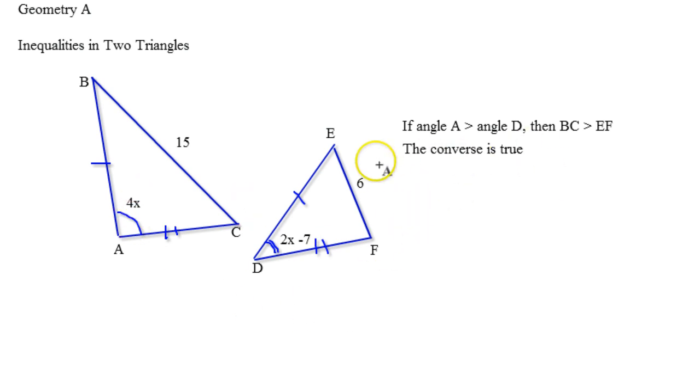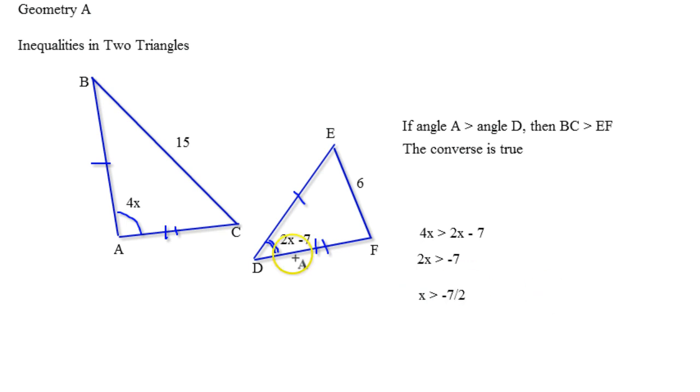Now, what we would do is we'd probably use the converse to set this up. So the converse is that we would say, okay, since this 15 is bigger than this 6, then this angle has to be bigger than this angle. And I can set up an inequality that way. So 4x is greater than 2x minus 7. First off, I would subtract the 2x from both sides, so I'd get 2x is greater than negative 7. And then I would get x is greater than negative 7 halves. So that's pretty simple right there.